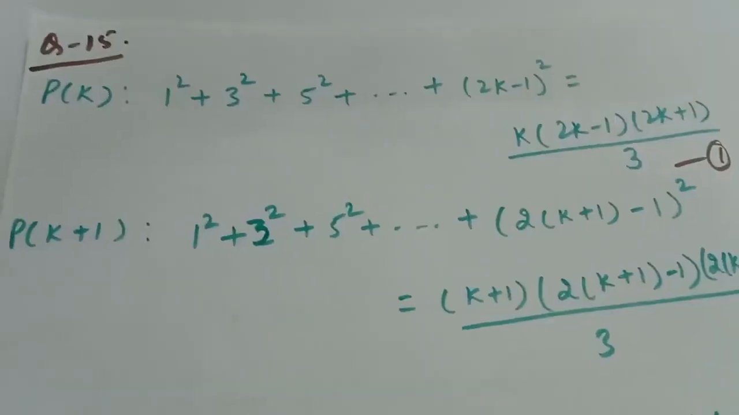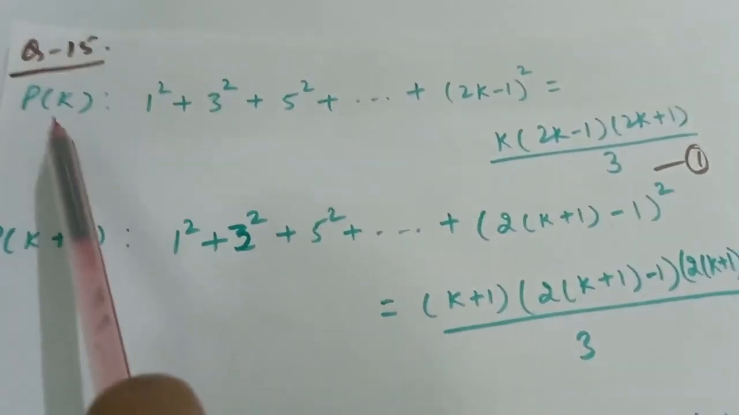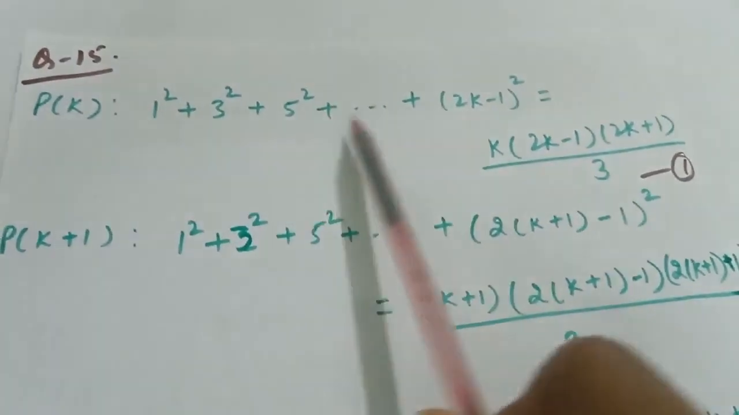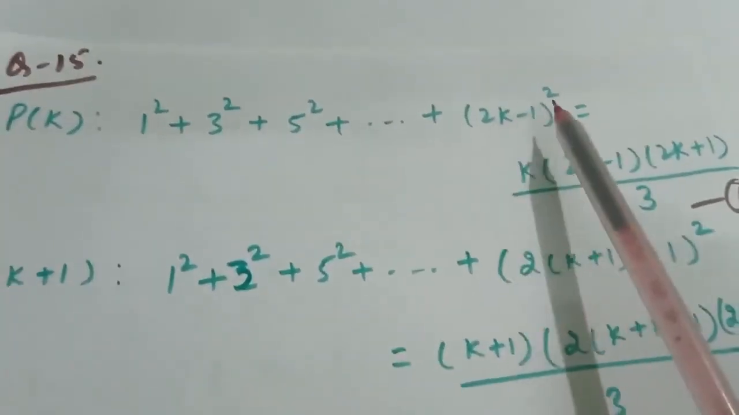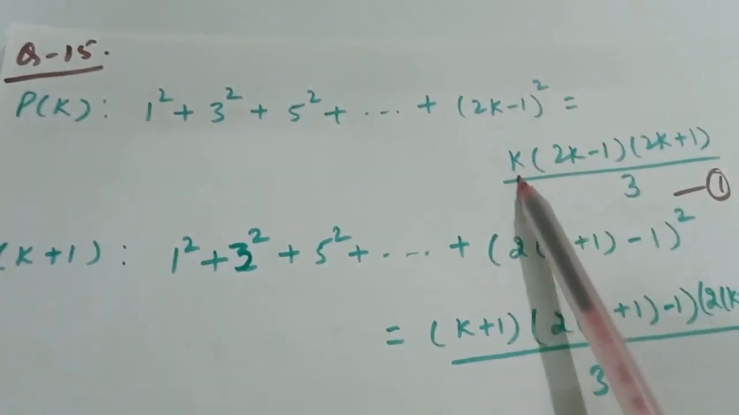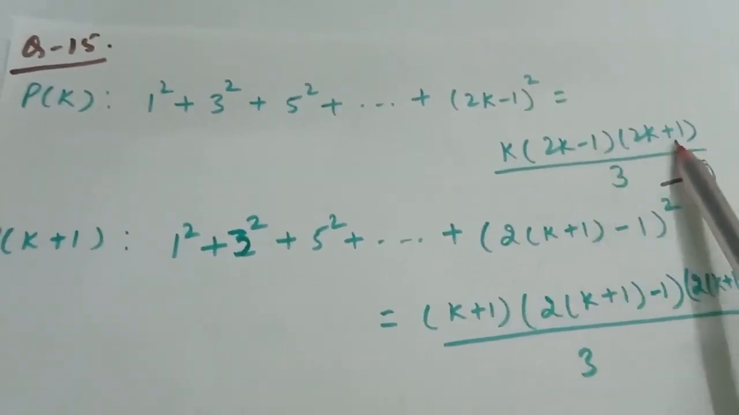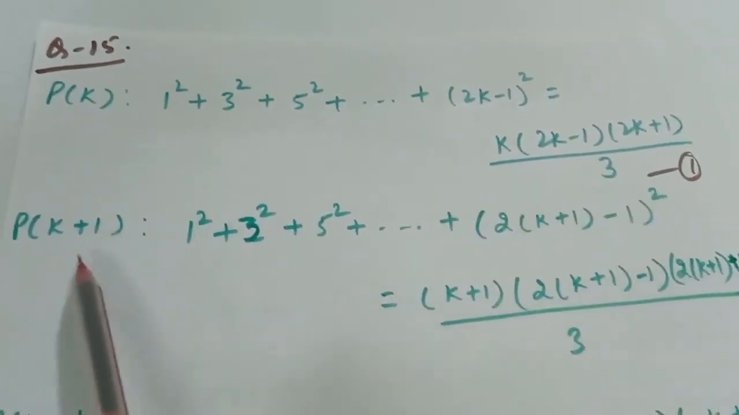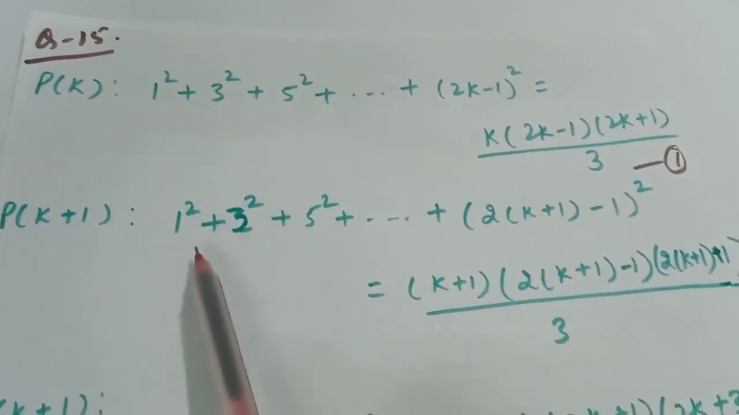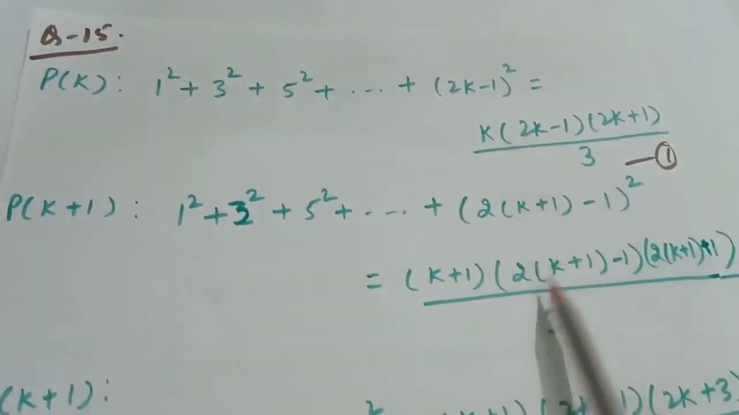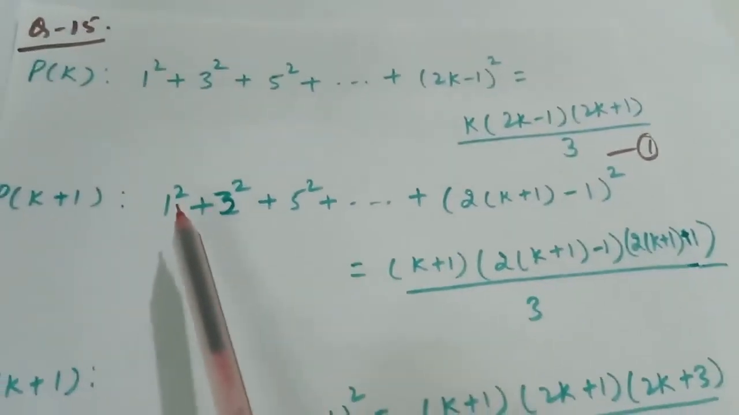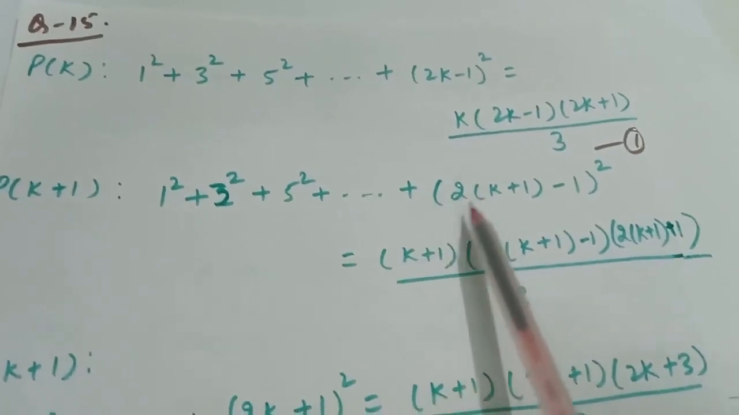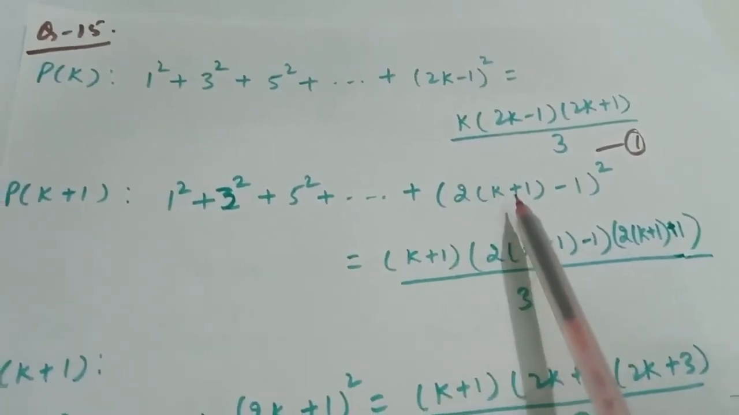right? Now in question number 15, we assume that pk is true. pk is 1 square plus 3 square plus 5 square and so on up to 2k minus 1 whole square, which is equal to k into 2k minus 1 into 2k plus 1 upon 3, and let this assumption be as 1. Now we will show that pk plus 1 is also true. So for pk plus 1, in place of k, just put k plus 1 here, right? So it will be 1 square plus 3 square plus 5 square and so on up to 2 bracket, write k plus 1 in bracket, right?